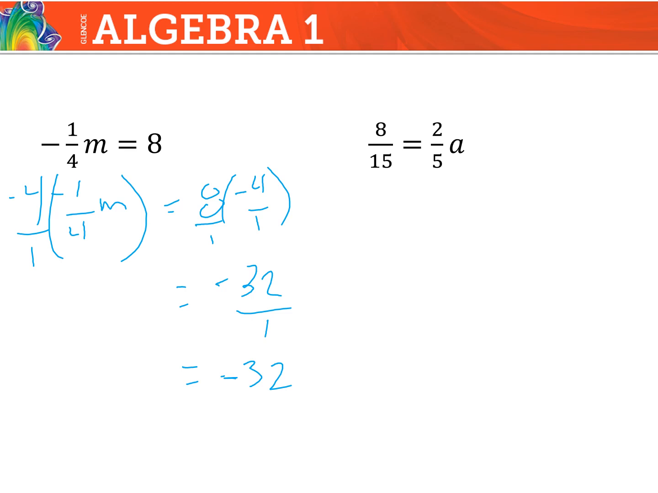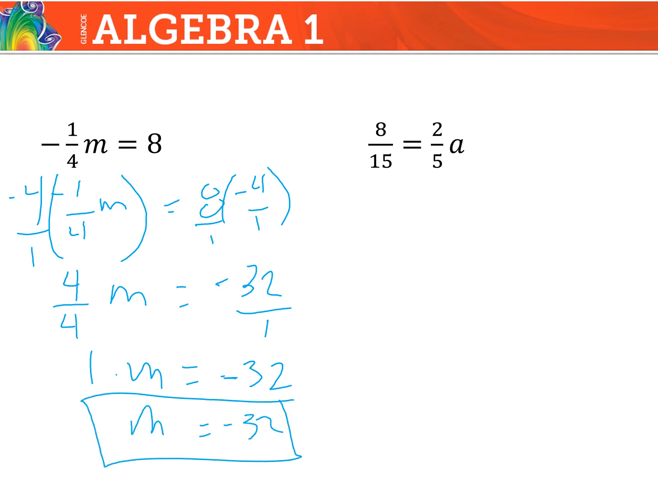Okay, well, on my left-hand side, negative 4 times negative 1 is positive 4. 1 times 4 is 4, and I keep the m. 4 divided by 4 is 1 times m, and so m equals negative 32. So using that reciprocal allowed me to get down to that multiply by 1 step that I'm requiring of you, and then it ended up showing me my answer pretty directly.